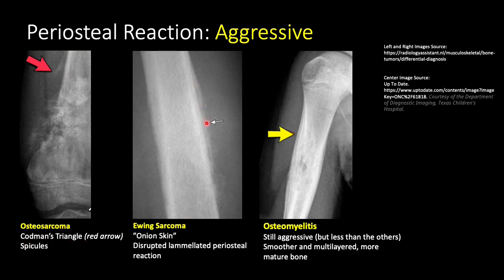Here's an example of a more lamellated appearance of periosteal reaction. You can see a line here and then a line here, and they also seem interrupted. This lamellated appearance is also called onion skinning, and this case was an Ewing sarcoma. Here you have periosteal reaction that's a little bit more smooth along the border. It is still lamellated, but it looks less aggressive compared to these ones, because it is so smooth. This was still considered aggressive, however, and this was a case of osteomyelitis.